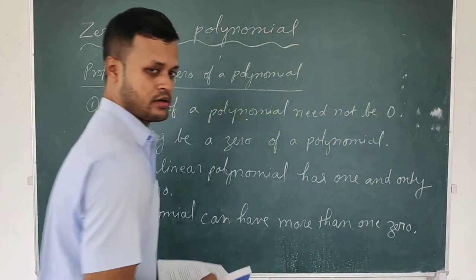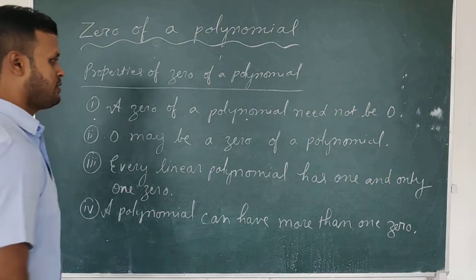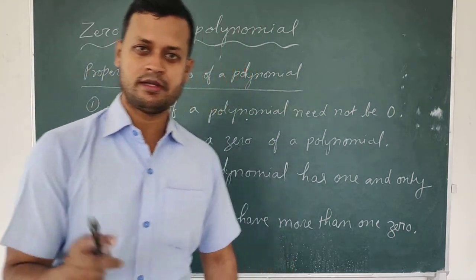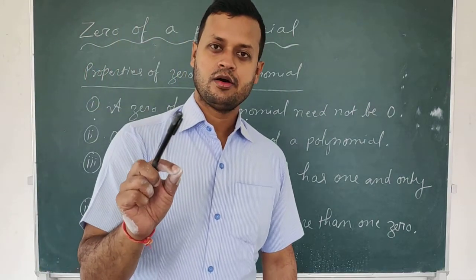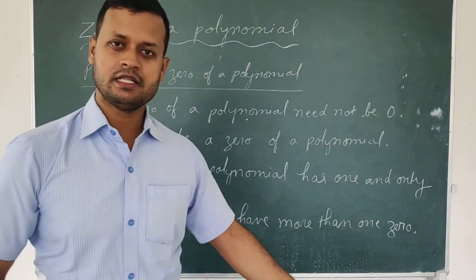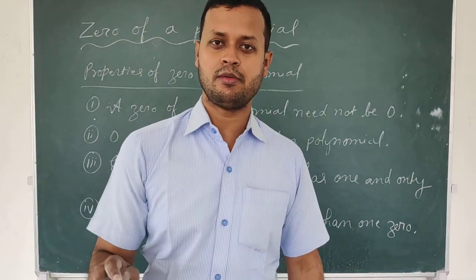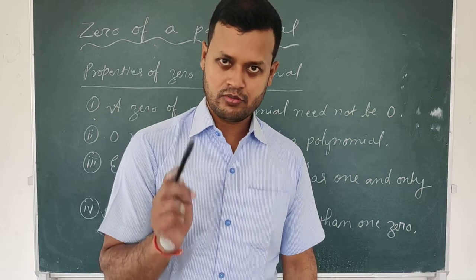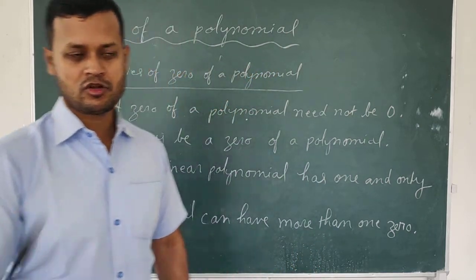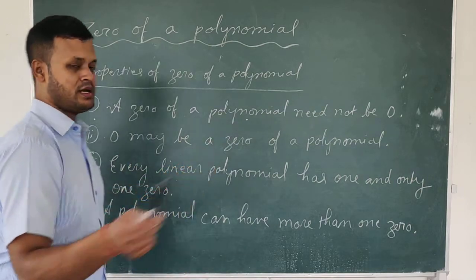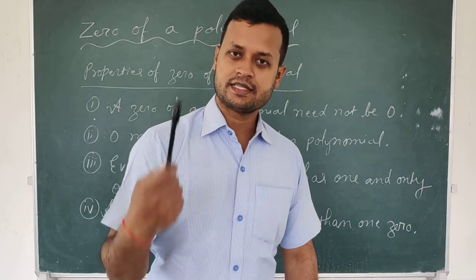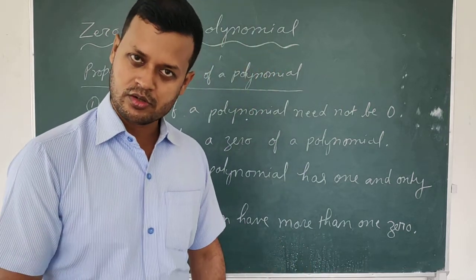Okay students, let us see. A zero of a polynomial will not necessarily be zero. That means it is not necessary that only zero can be the zero of a polynomial. Just in the last example, what was the zero of the polynomial? x equal to minus 2 was the zero of the polynomial. So any other number can be the zero of the polynomial. It is not necessary that the zero of a polynomial has to be equal to zero.